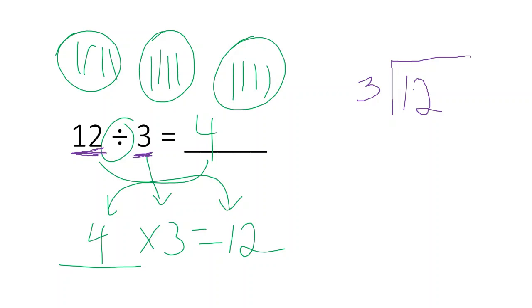So I'd say, okay, well, 12 divided by 3 is what? Or 3 goes into 12 how many times? Again, my answer is still going to be 4. My answer, or my quotient, would go on the top of that box. So it's the same numbers, they're just written a little bit differently. So keep that in mind because we're going to see a lot of this format today.